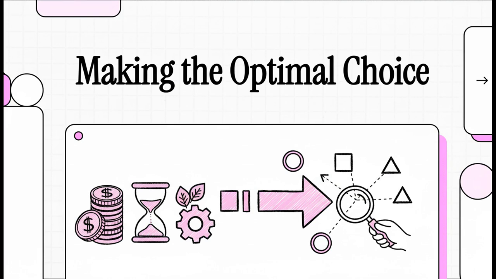You know that feeling when you're juggling limited resources, like time or money or even just ingredients, and you're trying to get the absolute best possible result? Well, today we're diving into a super powerful mathematical tool designed to solve exactly that problem. It's called linear programming, and it's all about making the optimal choice.